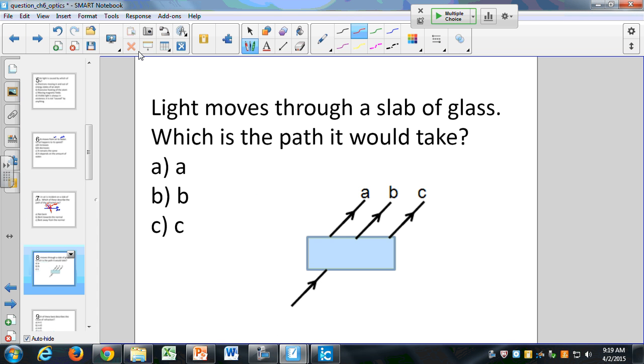All right, light moves through a slab of glass. What is the path it would take? We had this one last time, so it's easy for you. Light moving through a slab of glass, which one will it take? D is along the same line as the ray. A is to this side and B is to this side. So if I have this slab of glass, which path would the ray take?